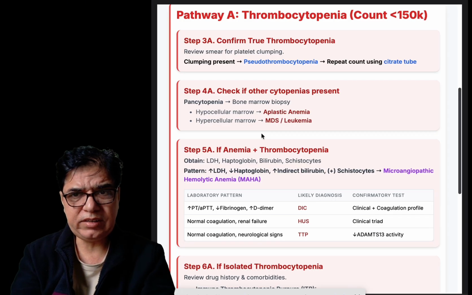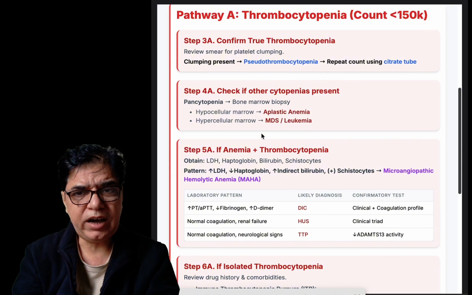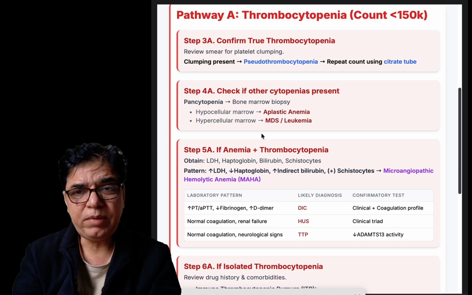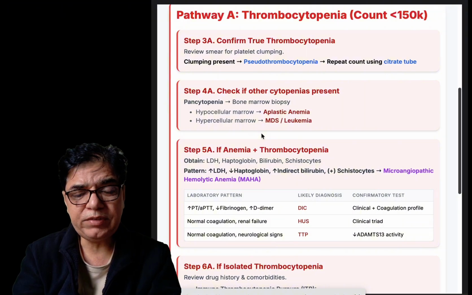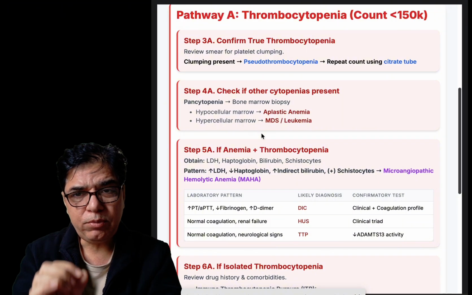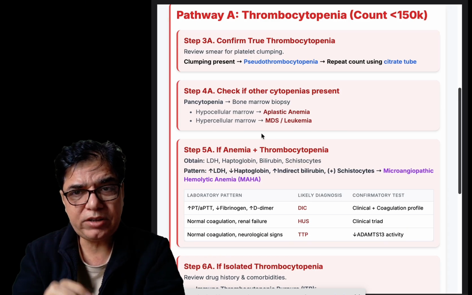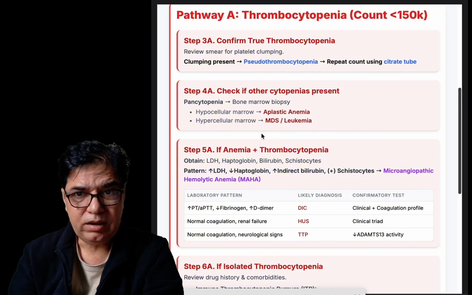The difference is that in aplastic anemia, because everything is depressed, usually what you get is a hypocellular bone marrow. While in case of leukemia, because there are abnormal cells, what you normally get on bone marrow examination is a hypercellular bone marrow. So if thrombocytopenia is associated with pancytopenia, always go for bone marrow biopsy, because bone marrow biopsy is going to differentiate whether this is aplastic anemia or whether this is leukemia or some other form of myelodysplastic syndrome.